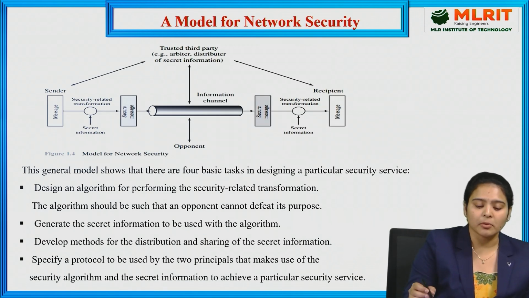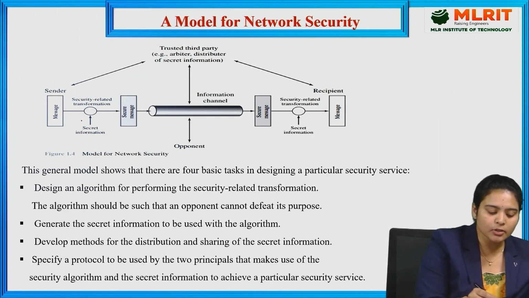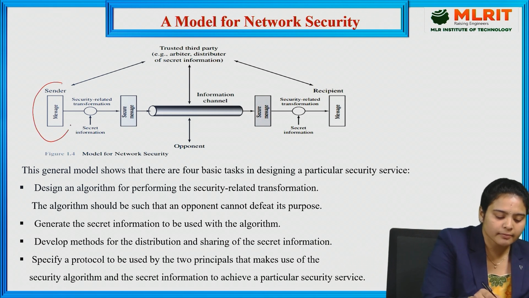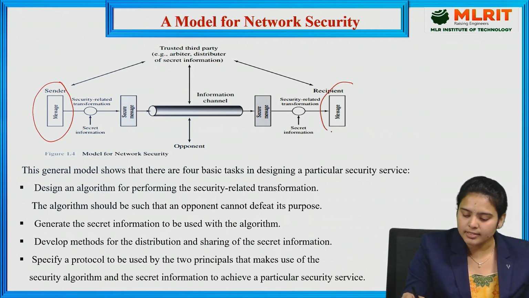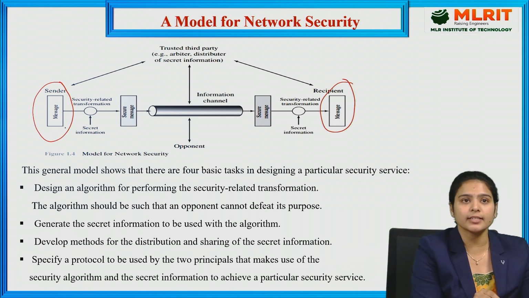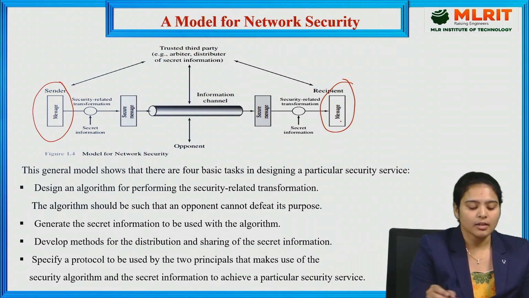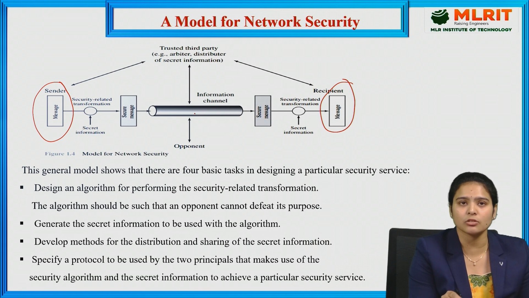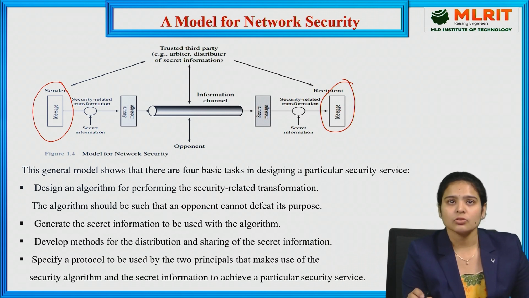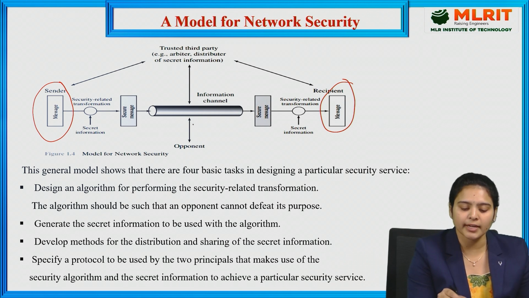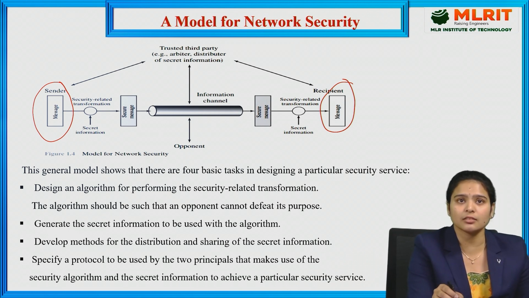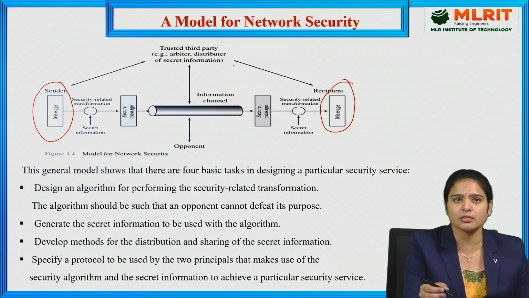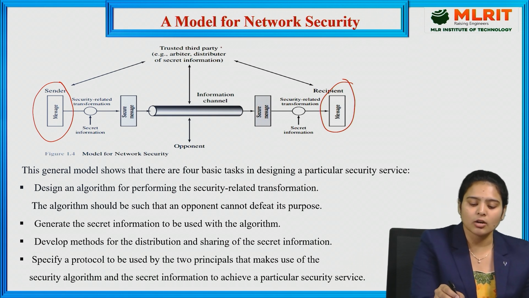Let us see an example in this figure. Here the sender is there and the receiver is also there. The sender is going to send secure information to the receiver. In between there is an opponent and also the trusted third party, which is any arbiter. The opponent is nothing but a hacker.